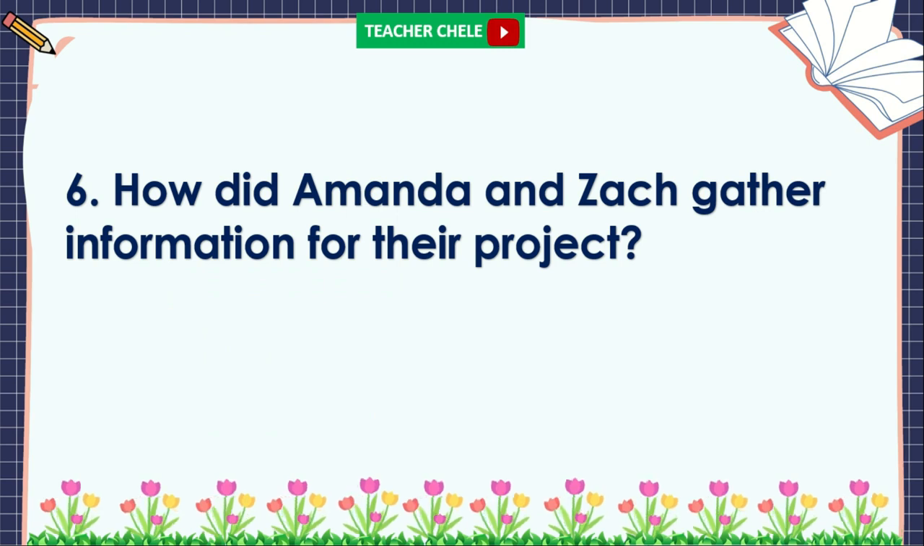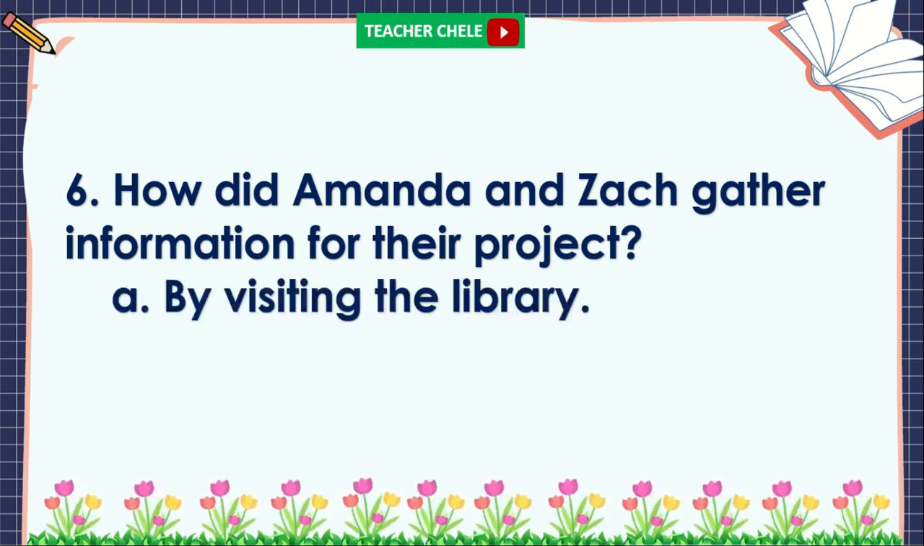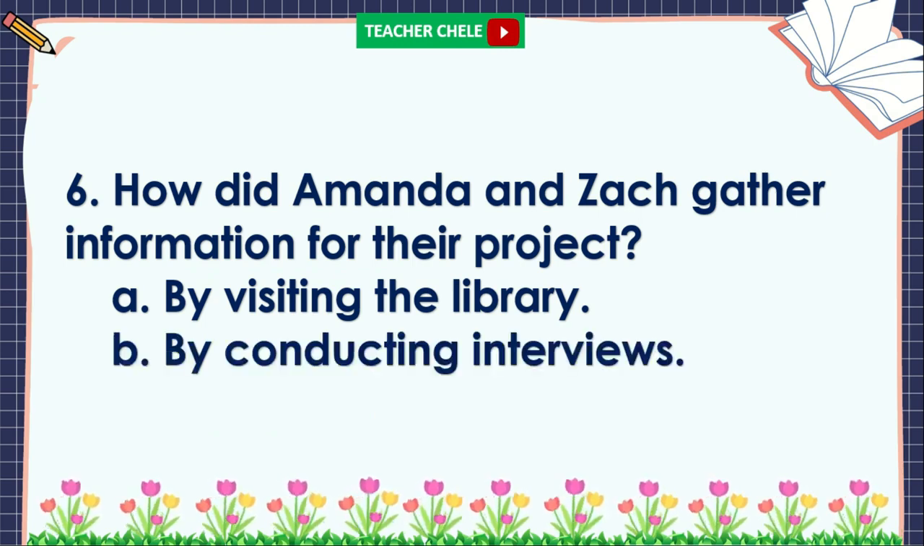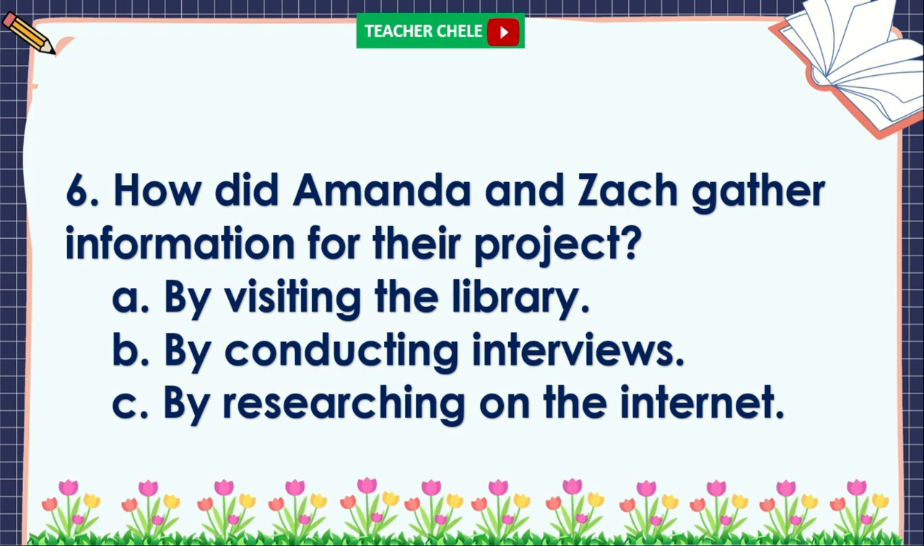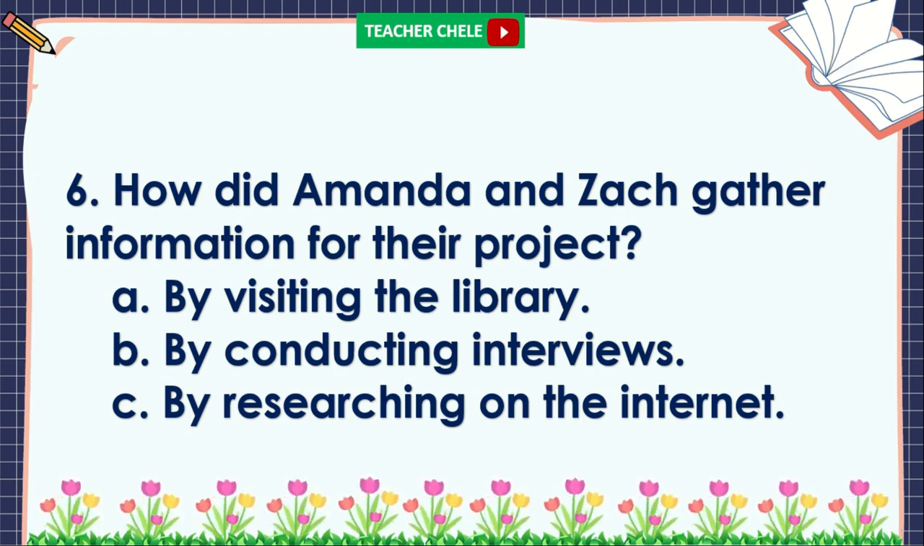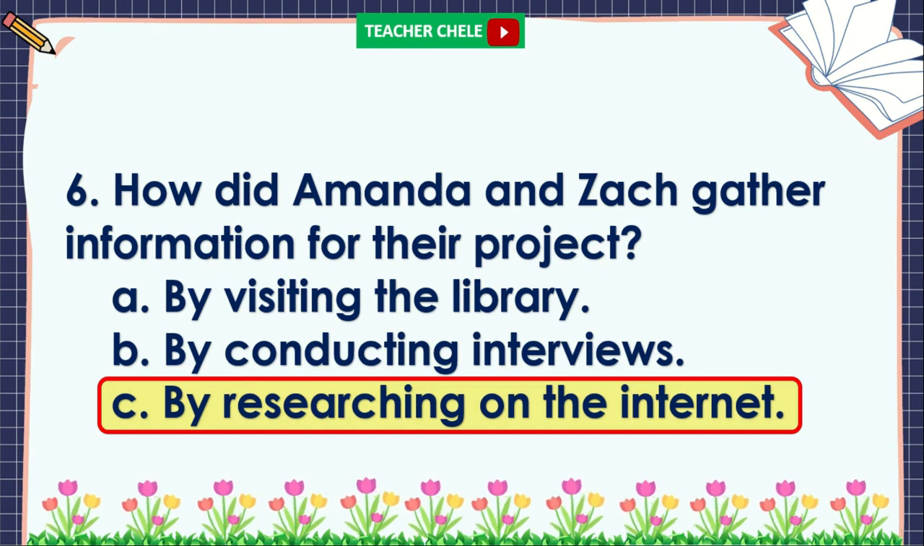Number 6. How did Amanda and Zach gather information for their project? A. By visiting the library. B. By conducting interviews. C. By researching on the internet. You're right. The correct answer is letter C, by researching on the internet.